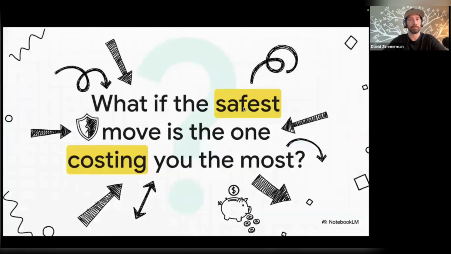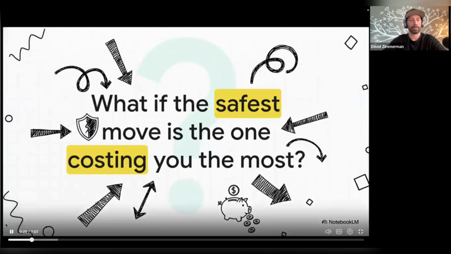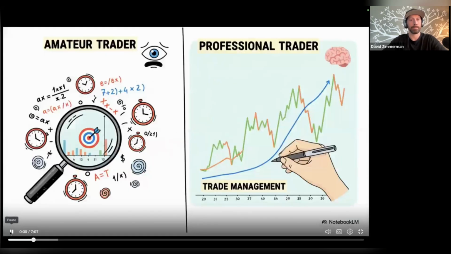So let me just ask you this. What if the one thing you've been taught to do to be safe, to protect your capital, is actually the very thing that's quietly killing your account's potential? We're about to challenge a piece of conventional wisdom that might just change the way you look at your trades forever.